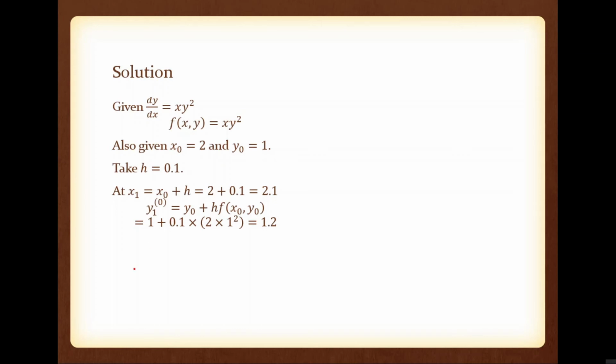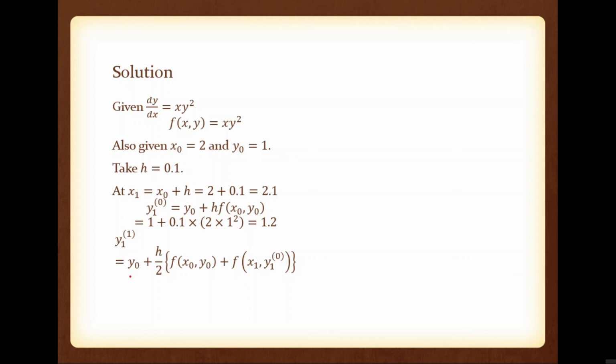So now we are going to apply the modified Euler's method. Means by using this we are going to find y1 of 1. So what is y1 of 1? y1 of 1 is equal to y0. Here there is no need to write anything. So this is equal to y0 plus h by 2 into f of x0 comma y0 plus f of x1 comma y1 of 0.